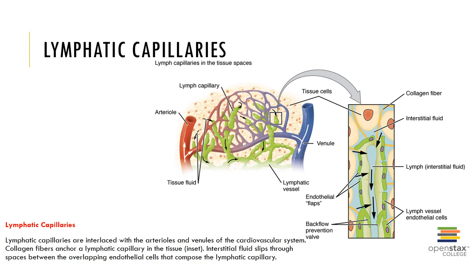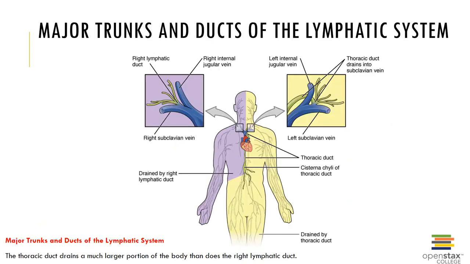The mini-valve permits the entry of fluids and solutes, like proteins, as well as viruses, bacteria, and cell debris, but prevents their return to the intercellular spaces. The lymph collecting vessels form from the lymph capillaries, where lymph flows into larger lymph collecting vessels that lead toward the body trunks. And here we can see the major trunks and ducts of the lymphatic system.